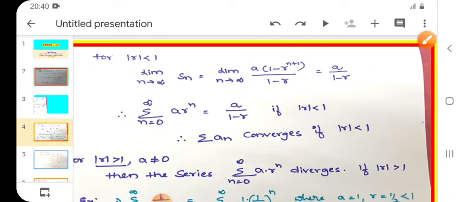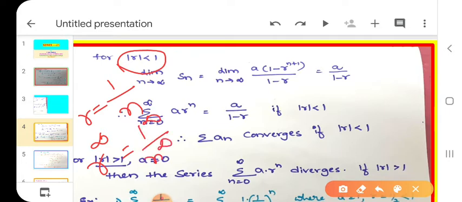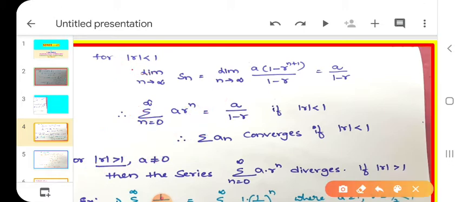Is it clear? If mod r less than 1, the value of r is always like 1 by some number n. Now I find the r power infinity. R power infinity means 1 power infinity by n power infinity. 1 power infinity means 1. N power infinity means infinity. That means 0. So for r less than 1, the value of r power infinity is 0. So I write here 0.